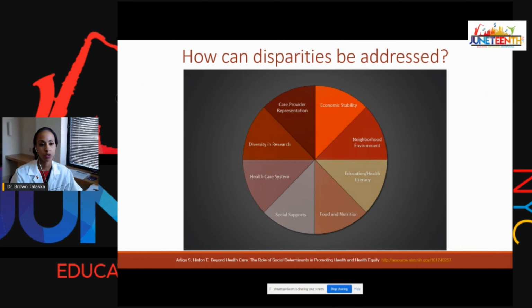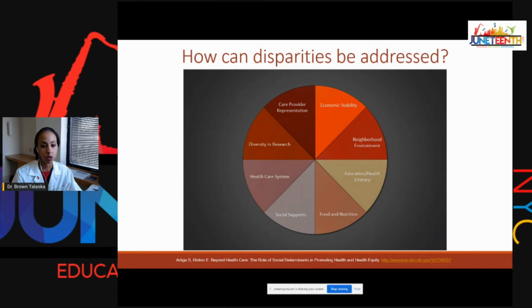So how can we address these disparities, right? We don't want to look at these disparities and say, oh my gosh, it's hopeless. You know, the inequities that have persisted for hundreds of years, there's no way of overcoming it. That's not the message. Disparities can be addressed, inroads can be made, and success and improvement in health outcomes and improvement in health equity can be achieved.